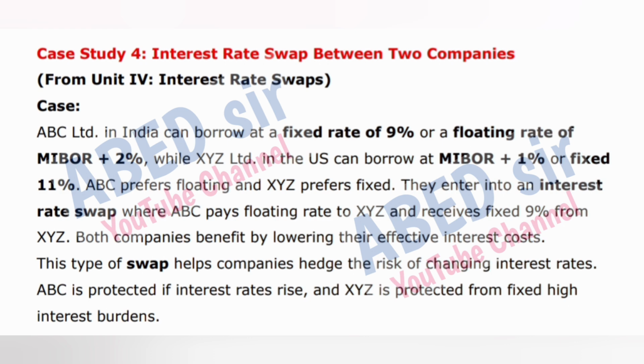They enter into an interest rate swap where ABC pays floating rate to XYZ and receives fixed 9% from XYZ. Both companies benefit by lowering their effective interest costs. This type of swap helps companies hedge the risk of changing interest rates. ABC is protected if interest rates rise, and XYZ is protected from fixed high interest burdens.